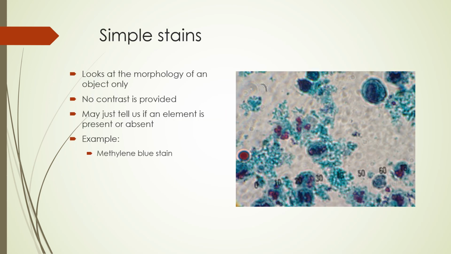Now, most stains used in the clinical microbiology laboratory are differential stains, but occasionally you will use a simple stain. A simple stain looks at the morphology of an object only. It doesn't really tell us much about their cell walls or any of their organelles. There is no contrast provided using a simple stain, and it may just tell us if an element is either present or absent. For example, if you use the methylene blue stain, you could tell if you have a white cell or a red cell.